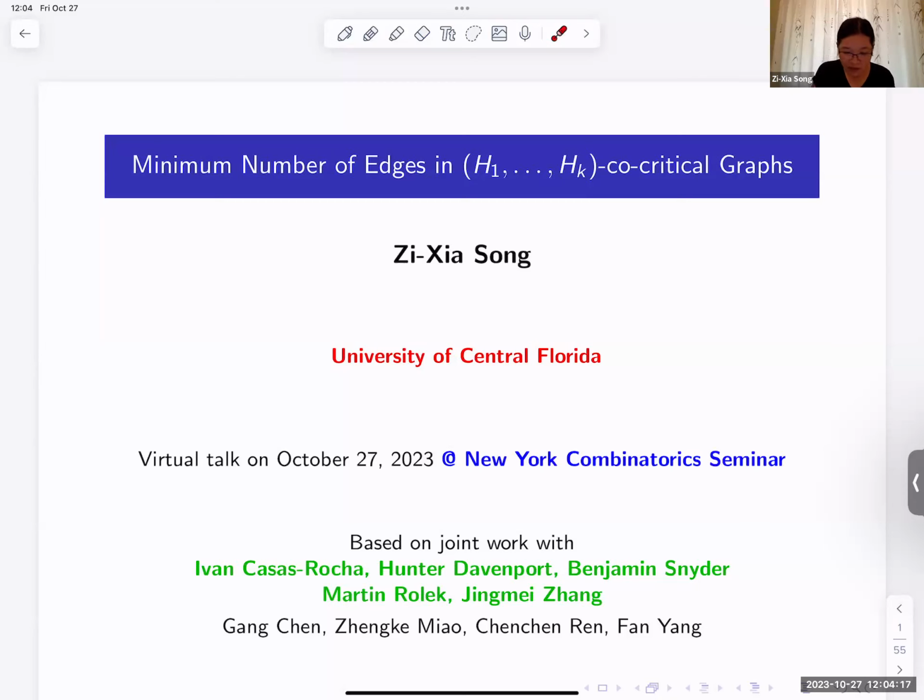So I will talk about the topic that I am getting interested in, H1 through HK co-critical graphs, because I know Sandra also works with undergraduate students. That's why this is based on joint work with 3 of my undergraduate students, Ivan, Hunter, Benjamin, and 2 of my PhD students. And these are the visitors from China.